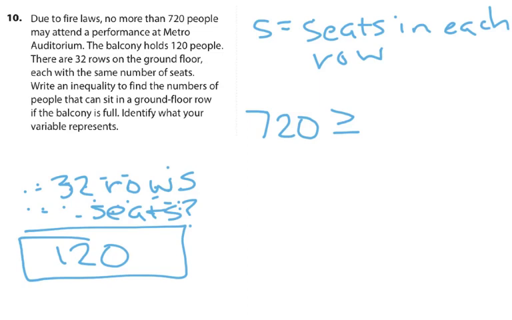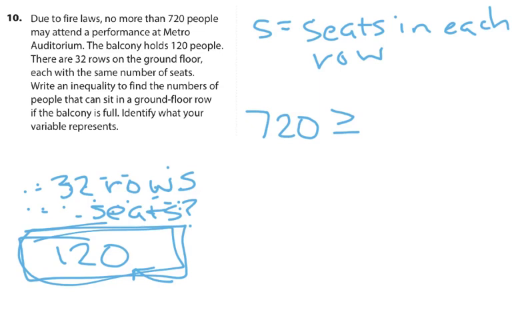And so it's a greater than or equal to sign, since my 720 is over here, okay? I know that the balcony holds 120 people and that there's 32 rows on the ground floor with the same number of seats. And then it says, how many people can sit on a ground floor row if the balcony is full? Gotcha. So they had to say that the balcony was full so that we knew to use 120, because if it wasn't full, then the problem couldn't be written. You know what I mean? We wouldn't have enough information.